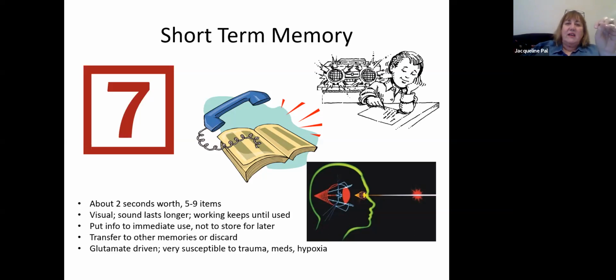And this one type is very susceptible to GABA and glutamate and neurotransmitters and trauma and meds and lack of oxygen. Okay, so this is why, for instance, people with Alzheimer's, they have a real problem with short-term memory. They cannot tell you what they ate 10 minutes ago, but they can tell you what they ate at their wedding 50 years ago, because they have no problem with the long-term memory that was already made before their Alzheimer's came into play.